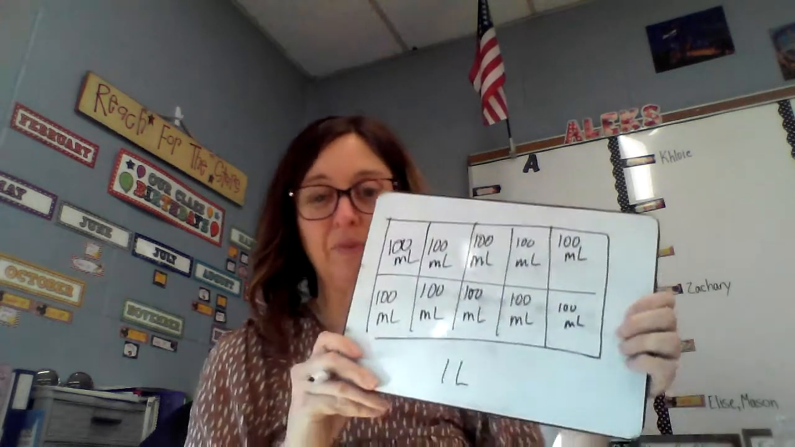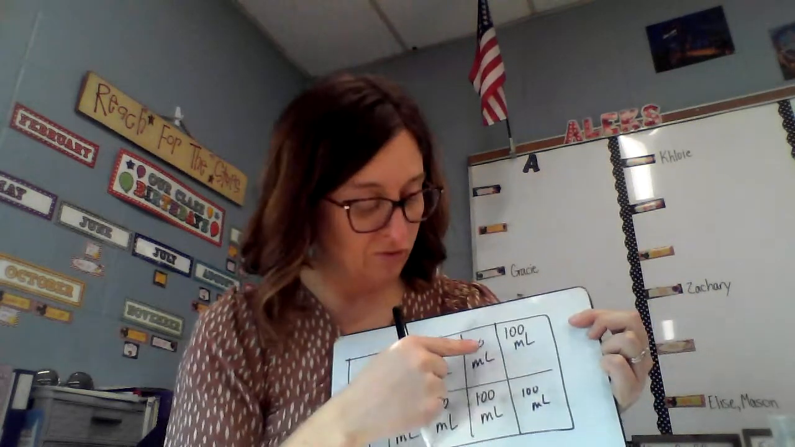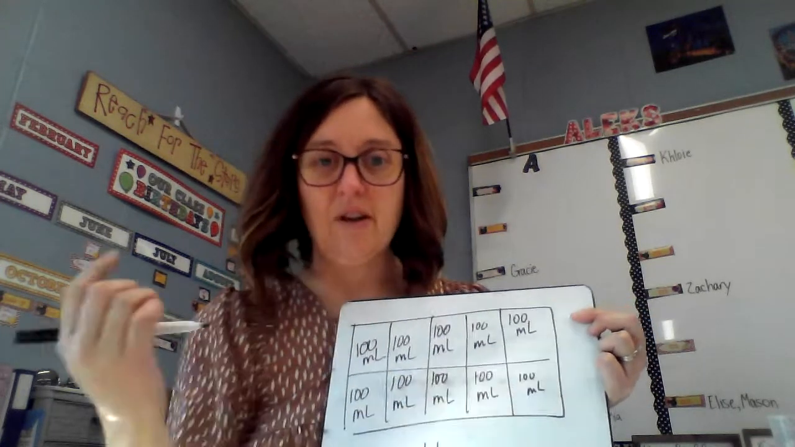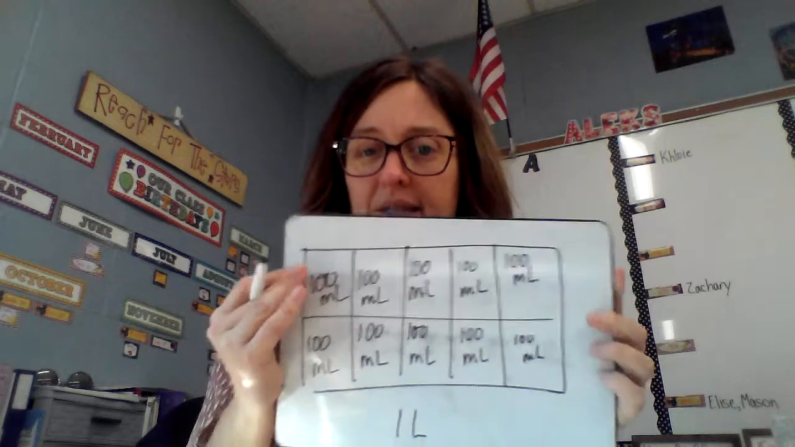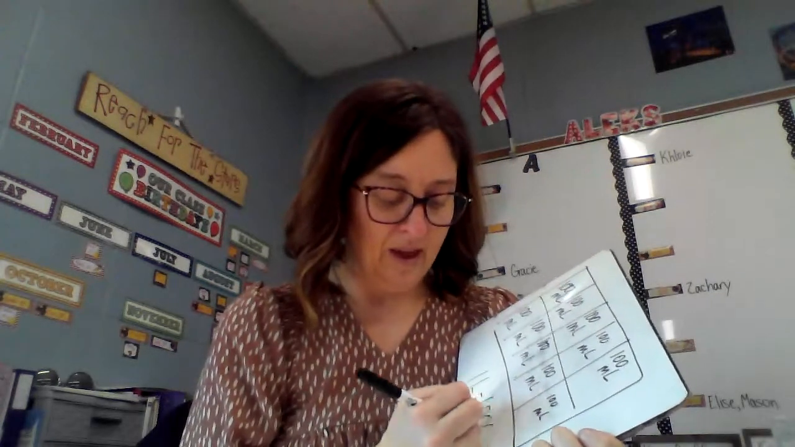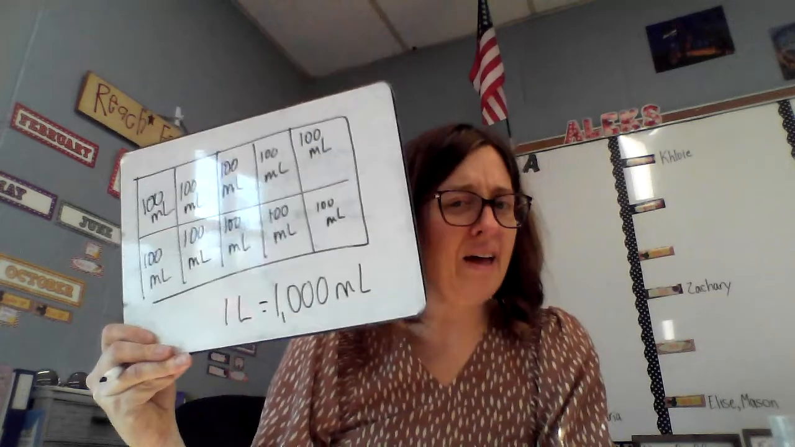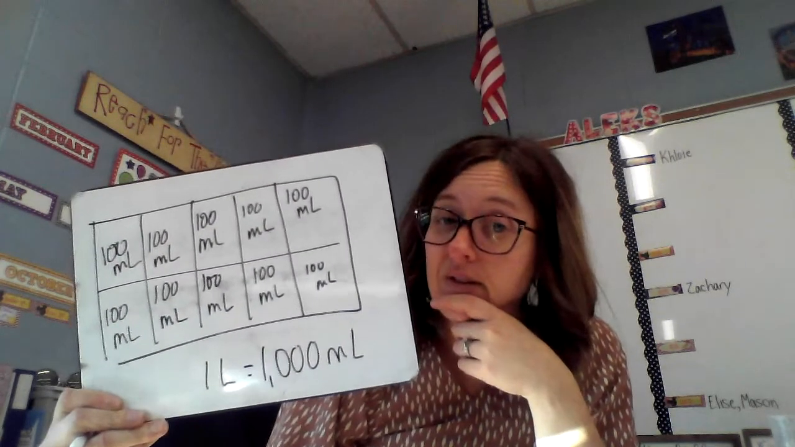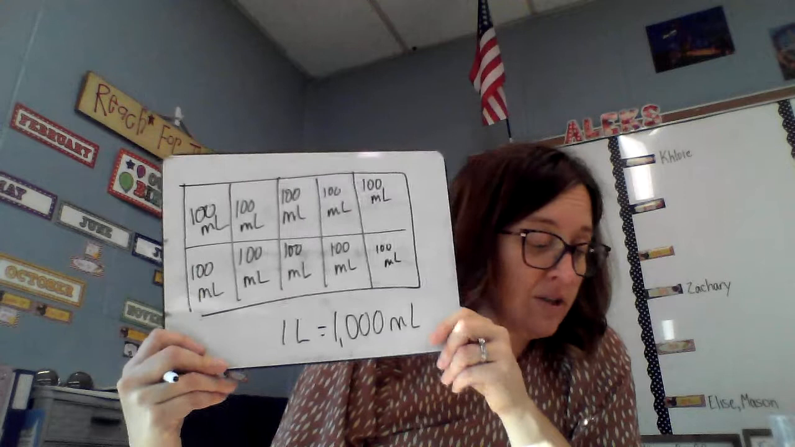So I took my 1 liter, okay, and I broke it into 10 equal parts. Let's count together. So we have 100, 200, 300, 400, 500, 600, 700, 800, 900, 1,000. So when I put 100 milliliters in each of these 10 places, I end up with 1,000. 1,000 milliliters equals 1 liter. Is that sounding familiar to anybody else? Does that sound a little bit like maybe grams and kilograms? That there is 1,000 grams in 1 kilogram, just like there's 1,000 milliliters in 1 liter?